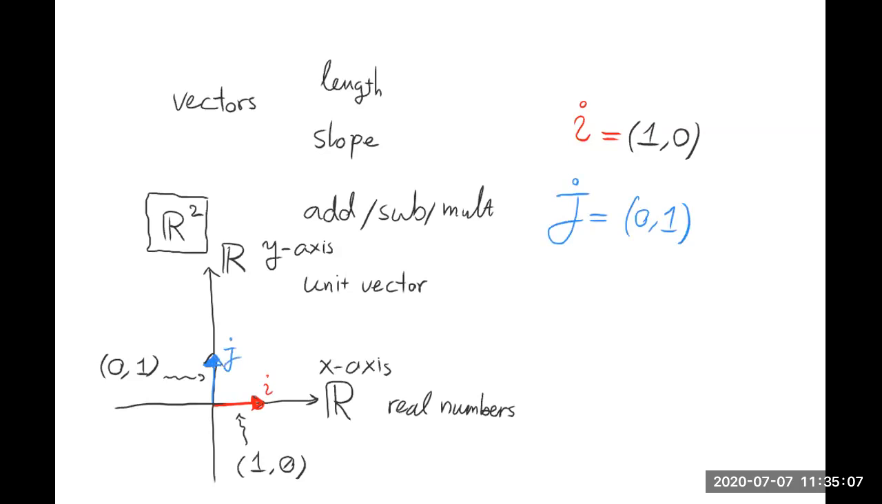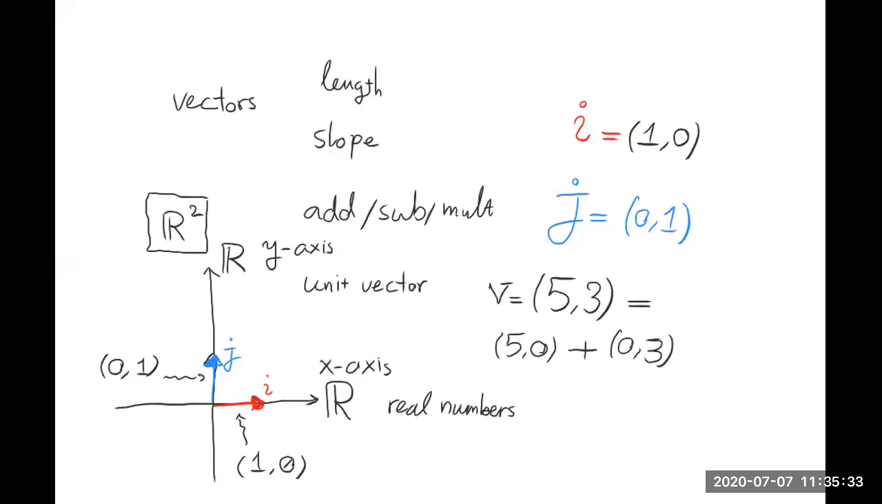Now we can use these two letters to represent any vector in the plane. So say we have a vector v equal to (5, 3). I can write any vector like this, (5, 3). I can write it as (5, 0) plus (0, 3).